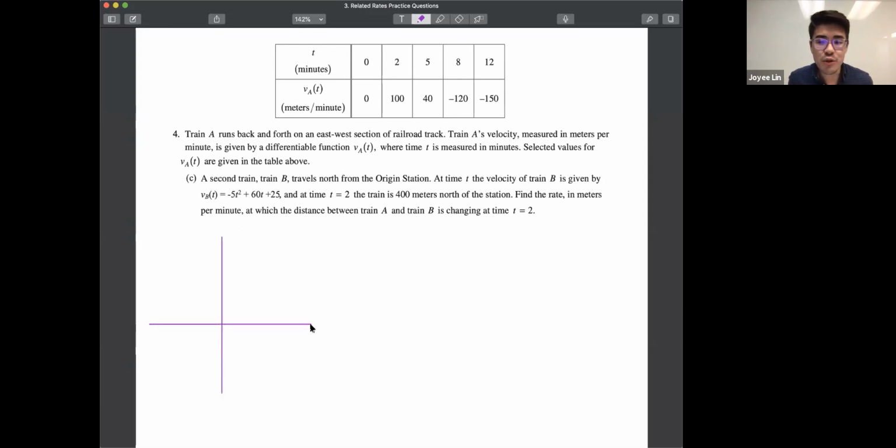So train B is traveling north from the origin station, and at time t, the velocity of train B is given by this equation over here. And then when time t is equal to 2, the train is 400 meters north of the station. So then this is where train B is. From an earlier part of the question, they also told us that the position of train A when t is equal to 2 was 300 meters to the east. Okay, so train A is over here. And this is 300 meters.